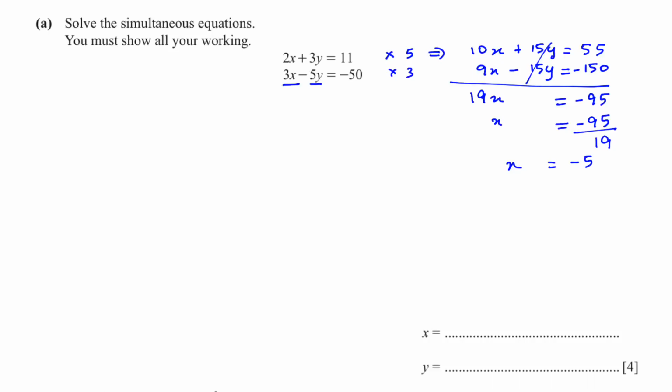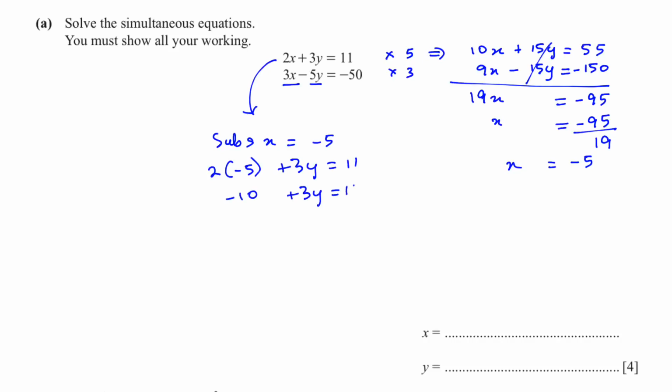Now to find y, we are just going to substitute in any of the equations. So substitute x equals negative 5. 2 multiplied by negative 5 plus 3y is equal to 11. Negative 10 plus 3y is equal to 11. When we bring the 10 to the other side, because it is negative, it will be positive. 3y is equal to 21. Divide both sides by 3 and you will get y is equal to 7. Therefore, x is negative 5, y is 7.